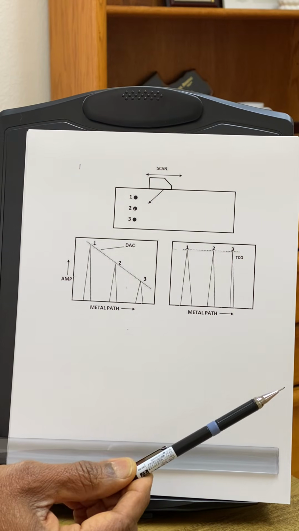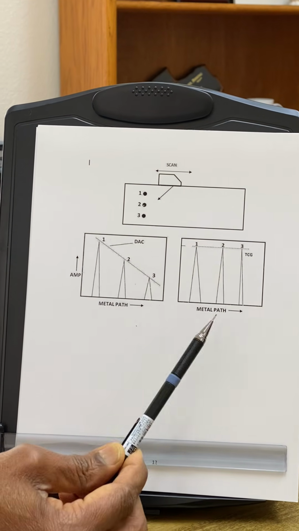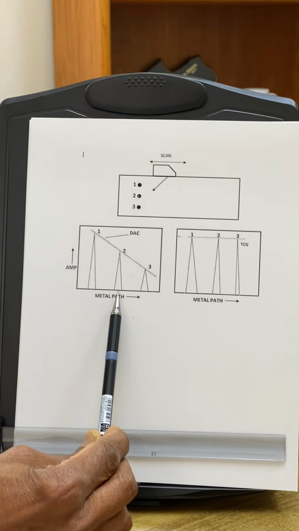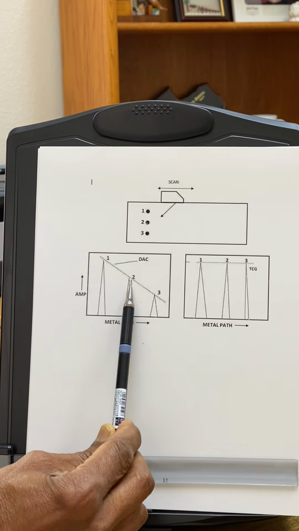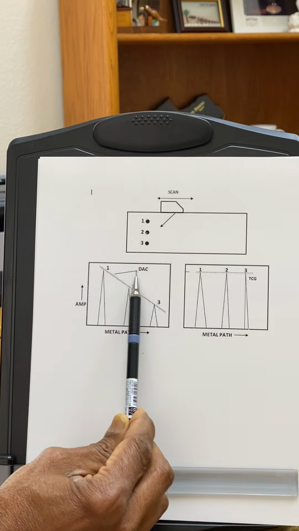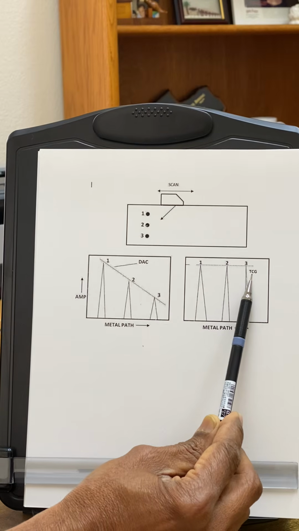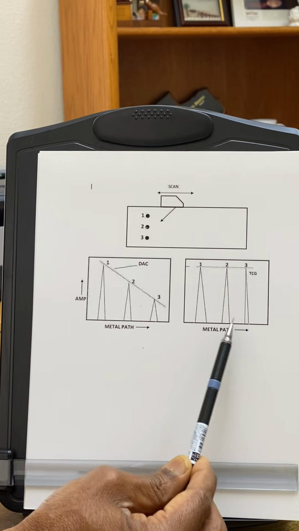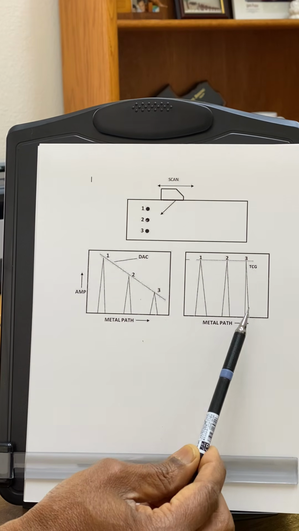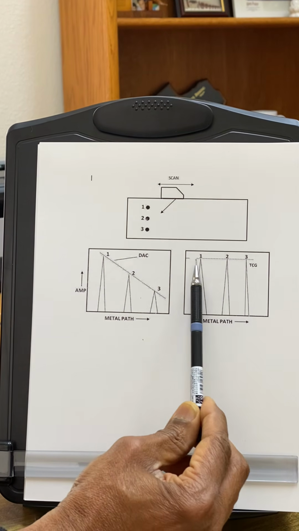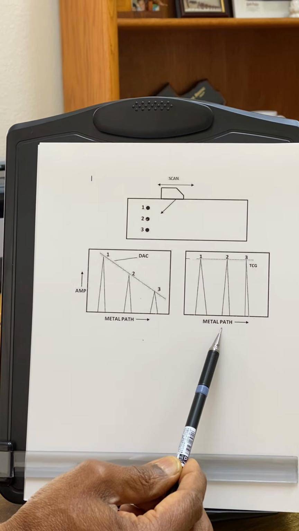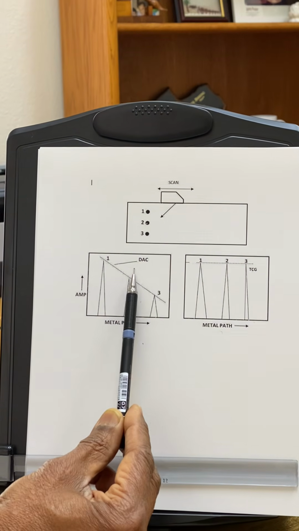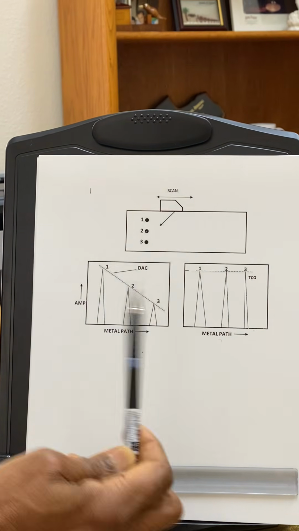Now, in addition to the DAC, in some instruments we can actually apply a time corrected gain, and in that case it will pull these signals up, all of them to the same level. So this is called the TCG, time corrected gain. In this case, we will apply a higher gain to signal 2 and an even higher gain to signal number 3, so that all of them have the same amplitude. TCG is commonly used for automated UT inspections. DAC is used for manual UT inspections.